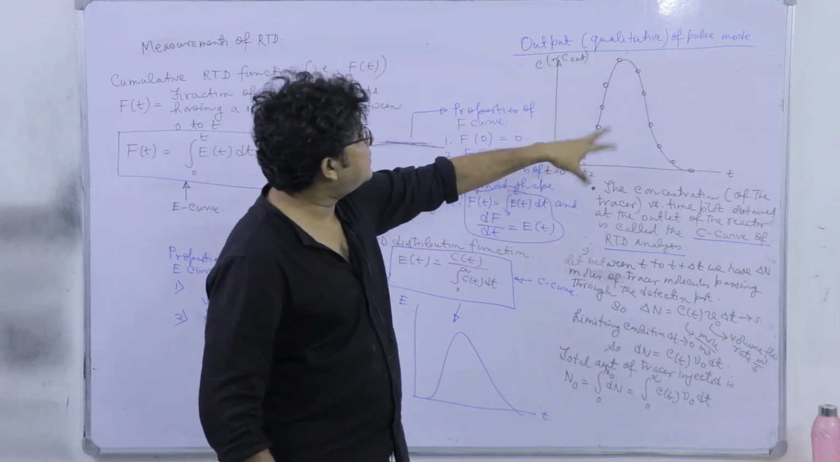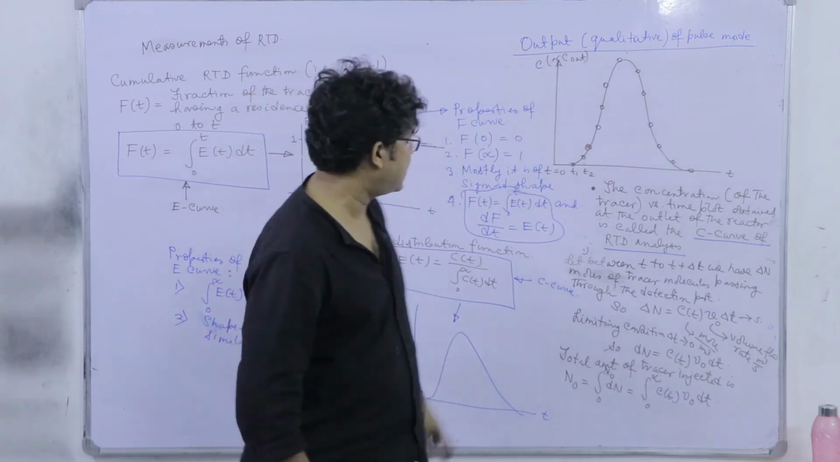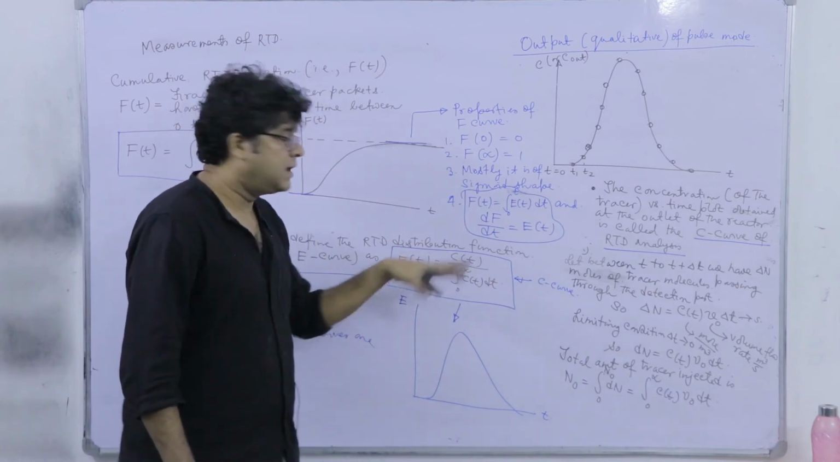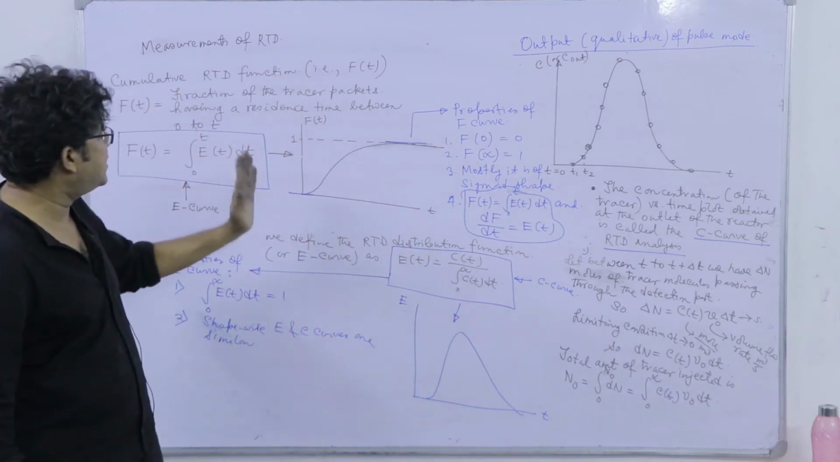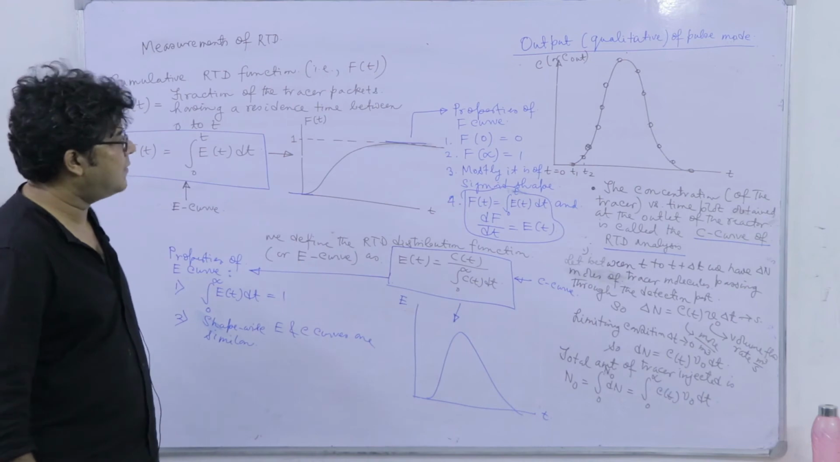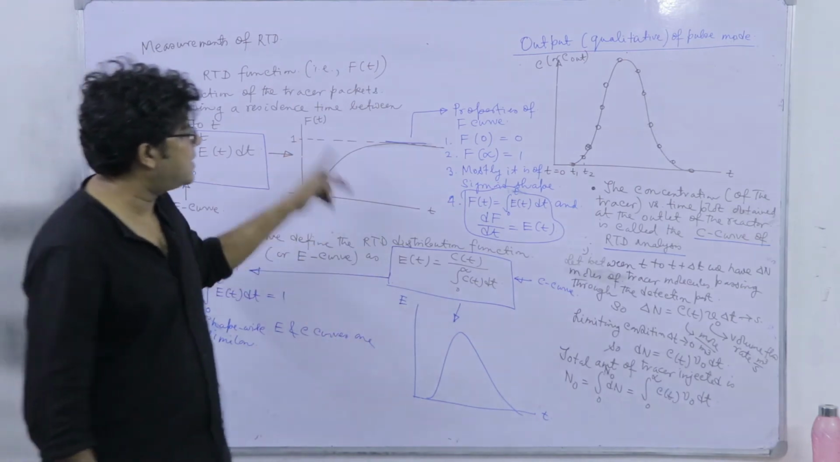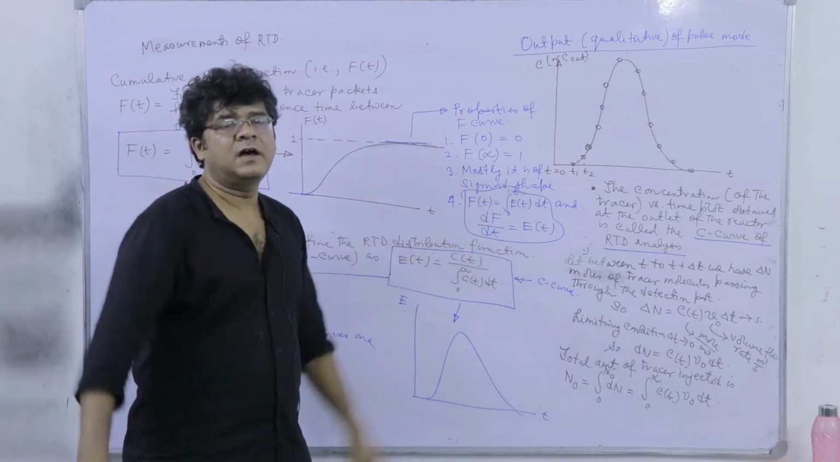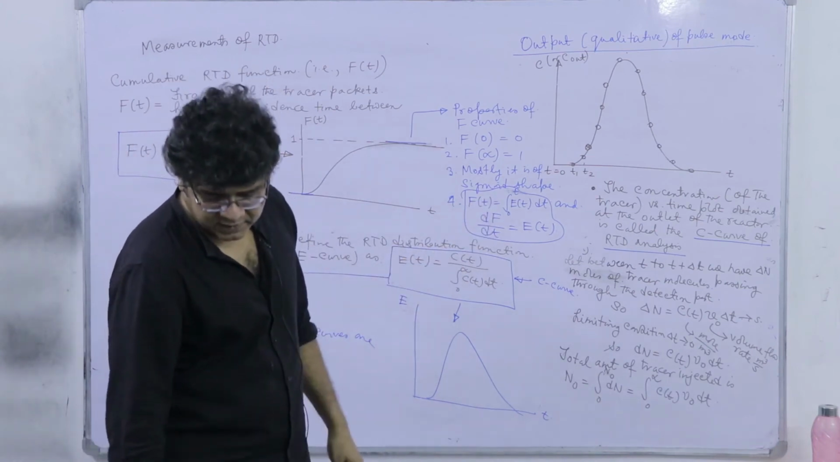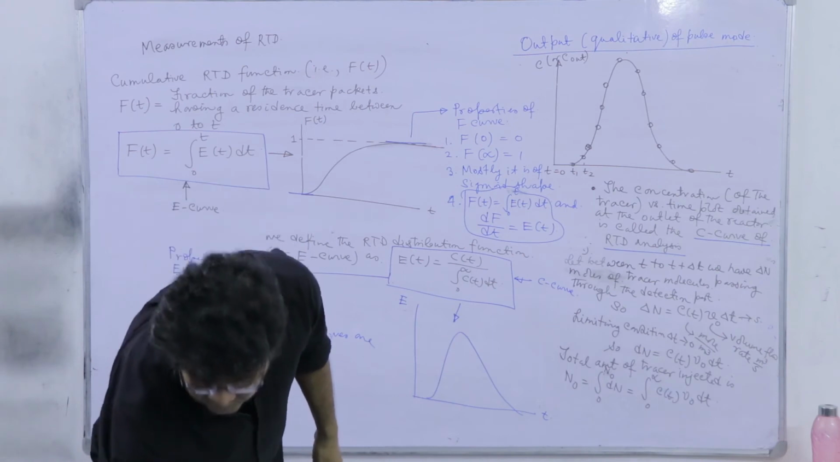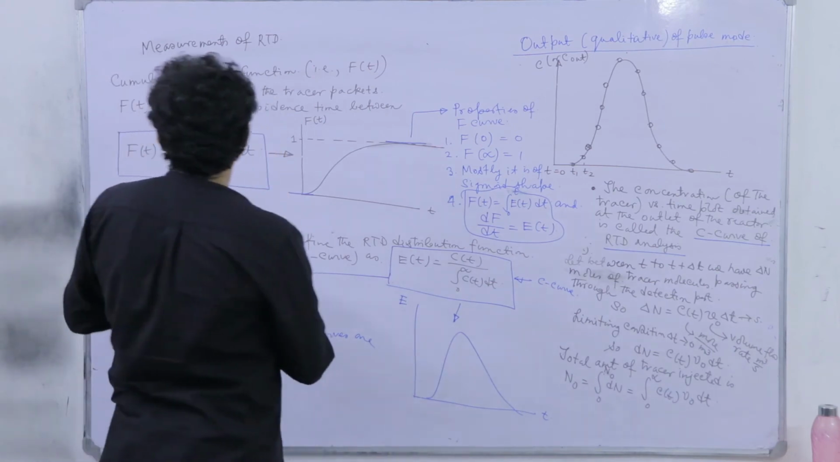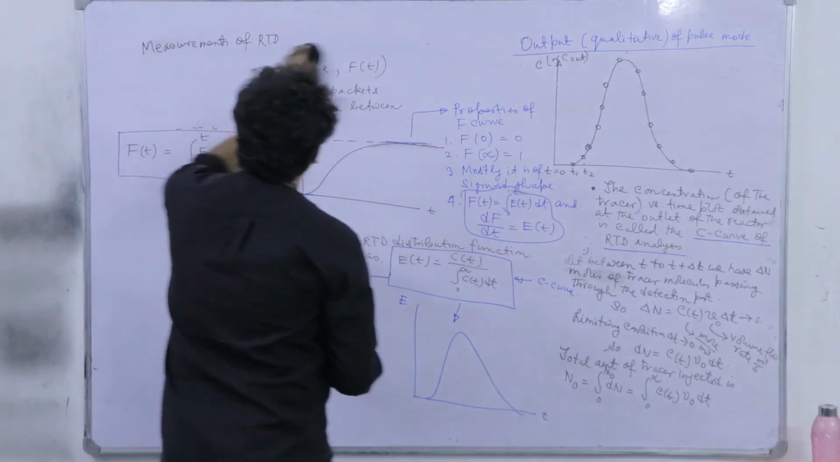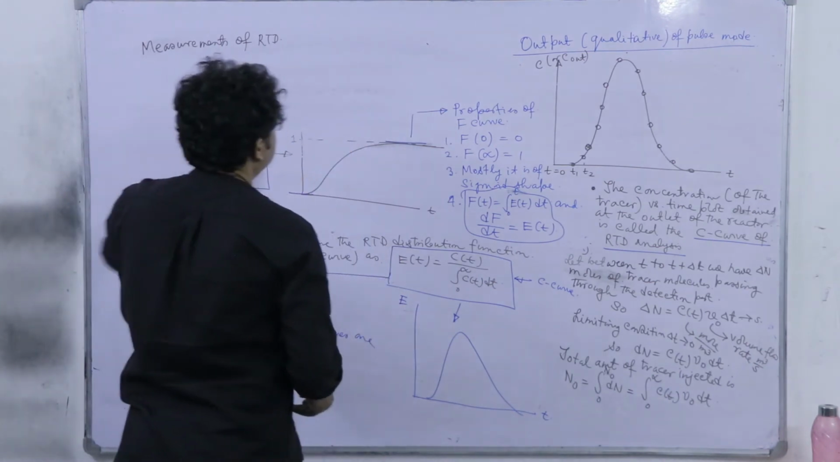Now, normalizing the C curve with respect to the area under the curve, we get the E curve. Integrating the E curve, we can generate the F curve, and we can get back the E curve by taking the derivative of this F curve. So, that is the sequence of the pulse tracer experiment. Next, we will go for the step tracer experiment, a step mode of tracer injection.